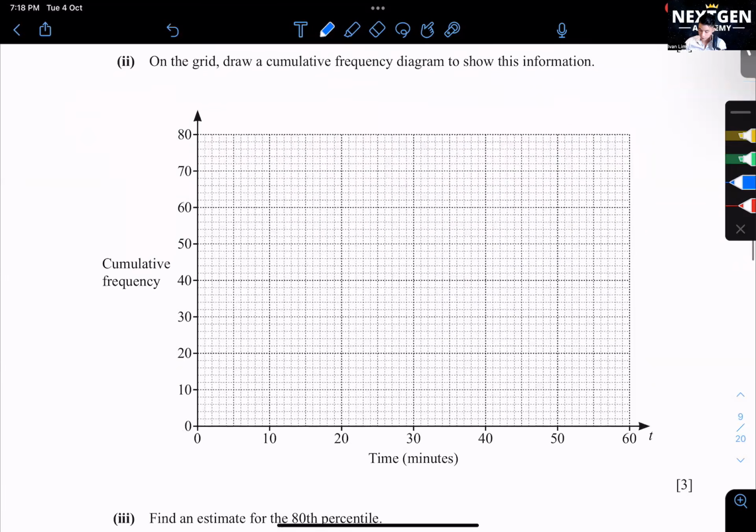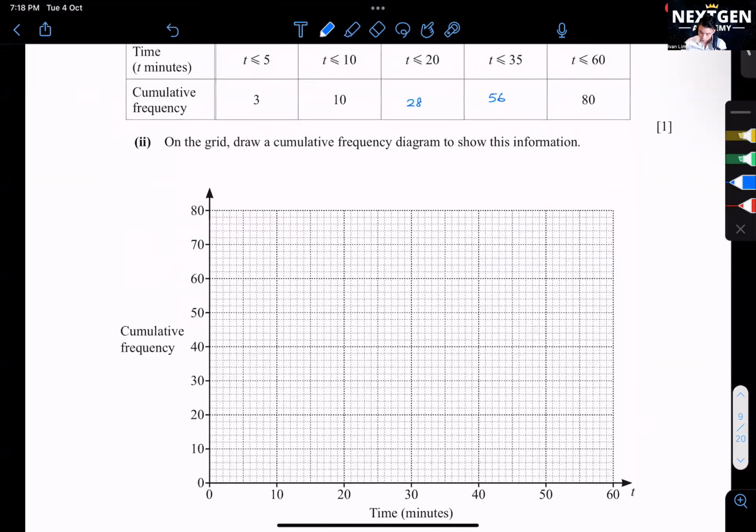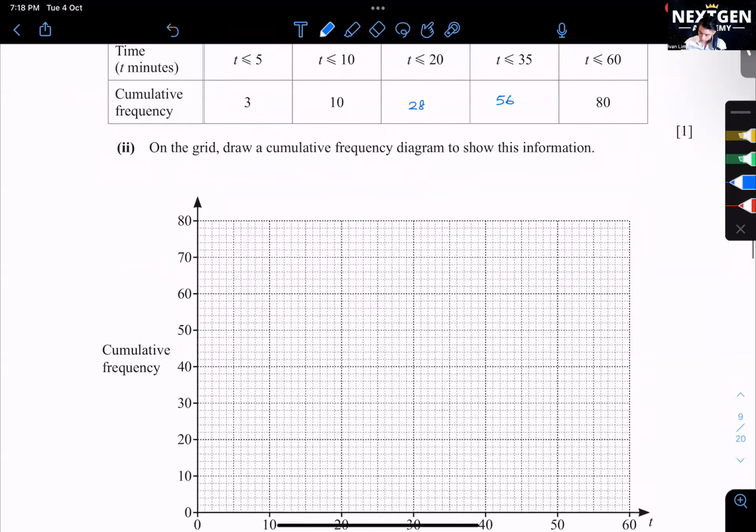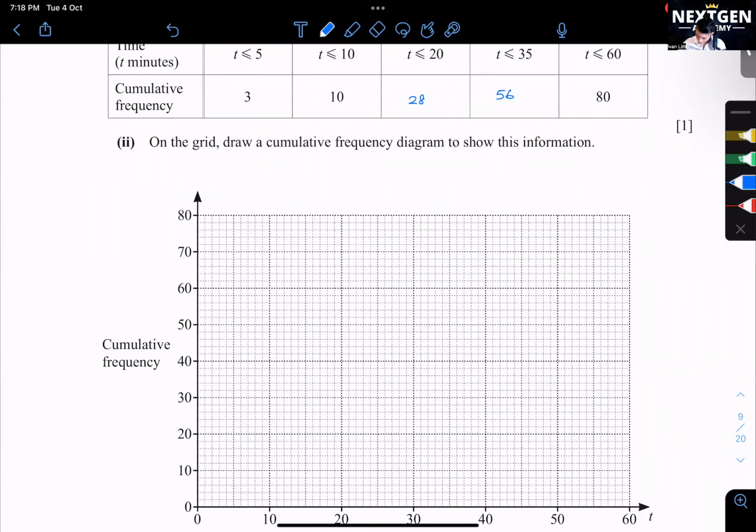Then go and plot all the points. So here, 5 will be 3. 5 will be 3 over here. 10, 10. 20, 28. 35, 56. 60, 80.